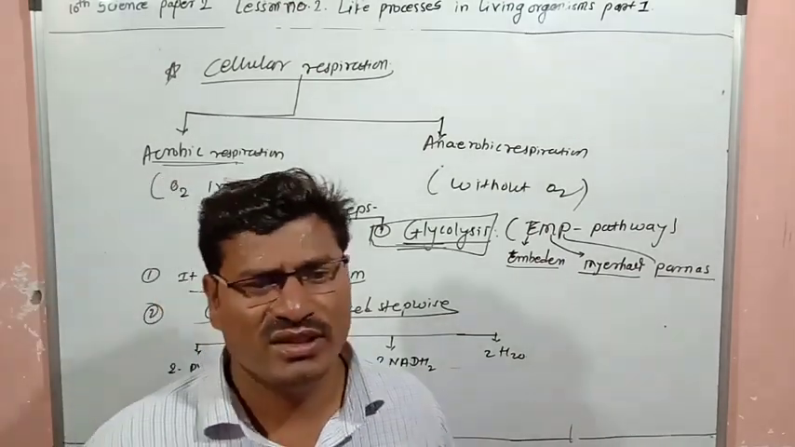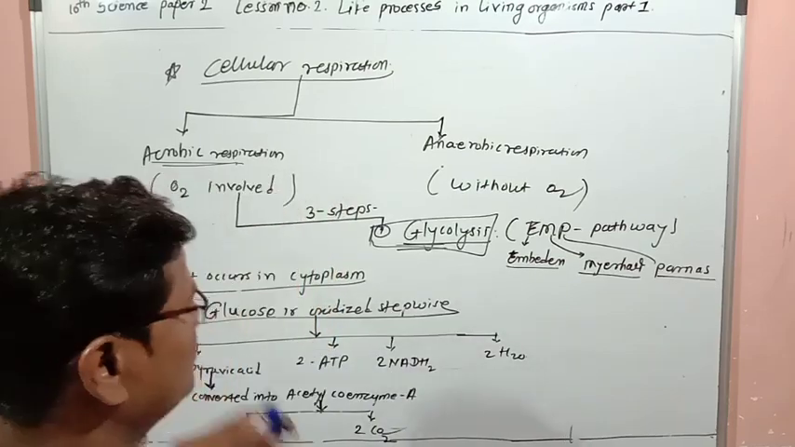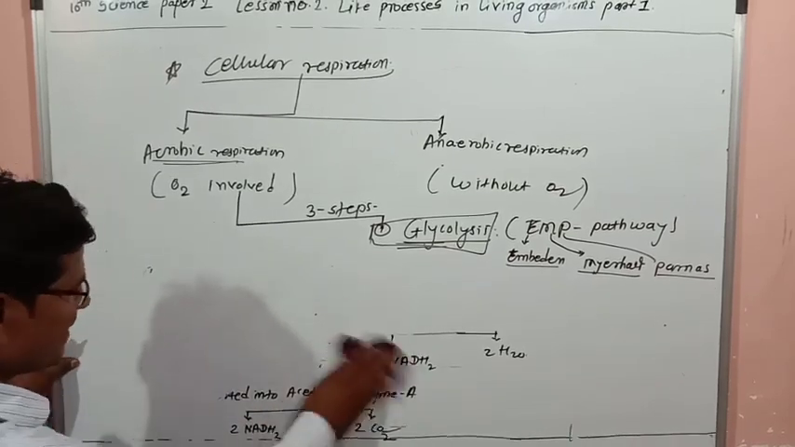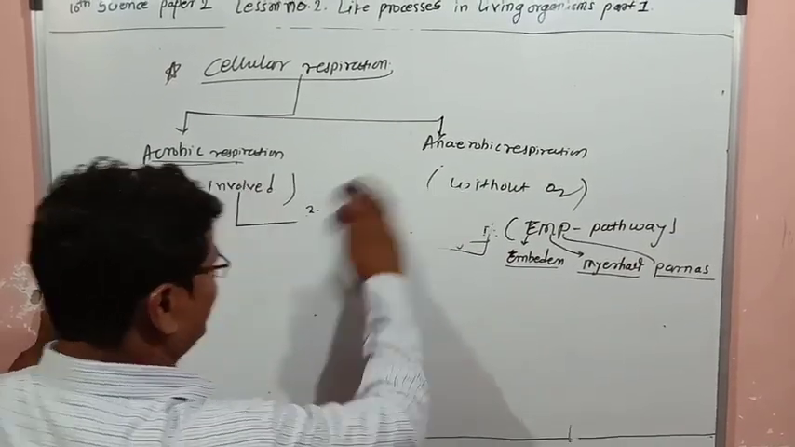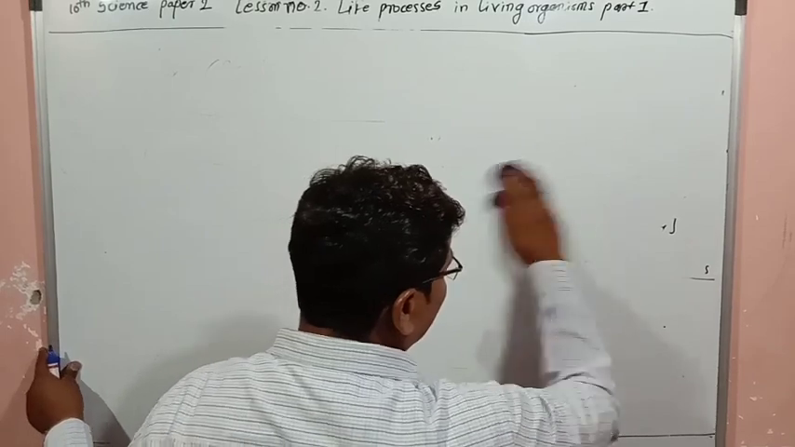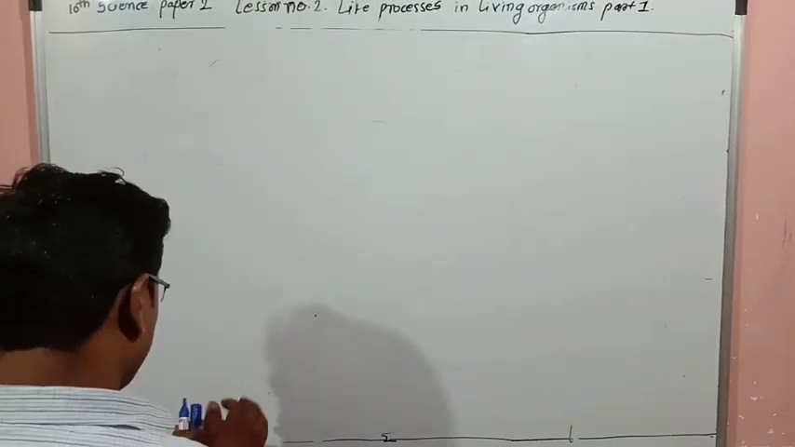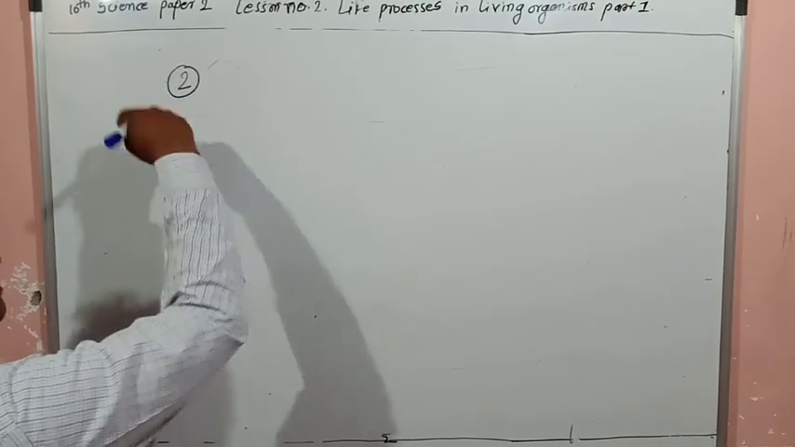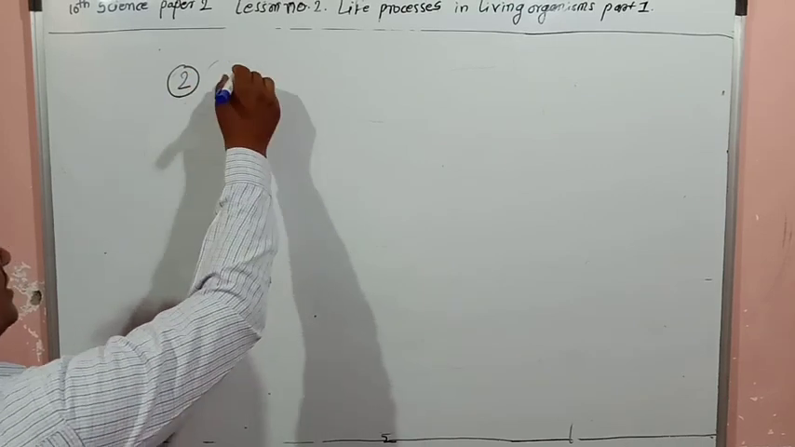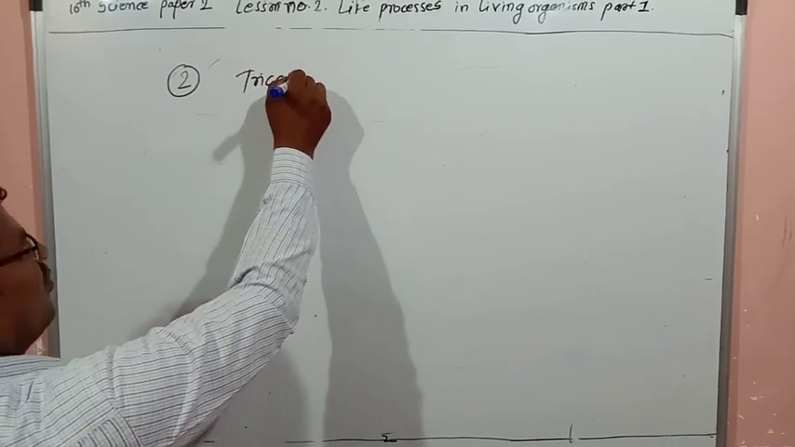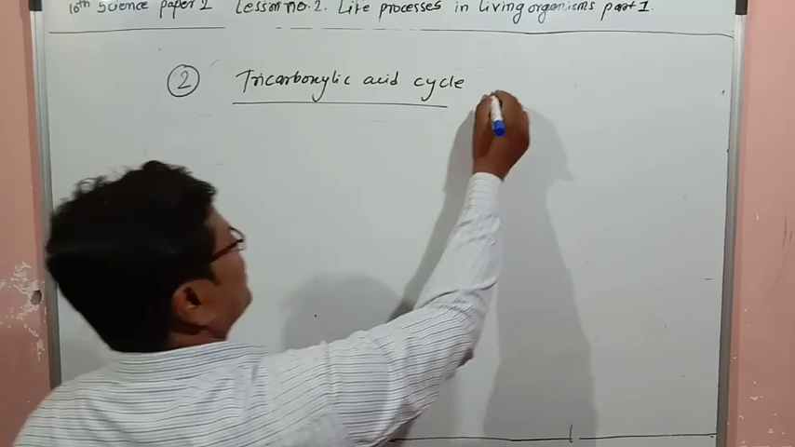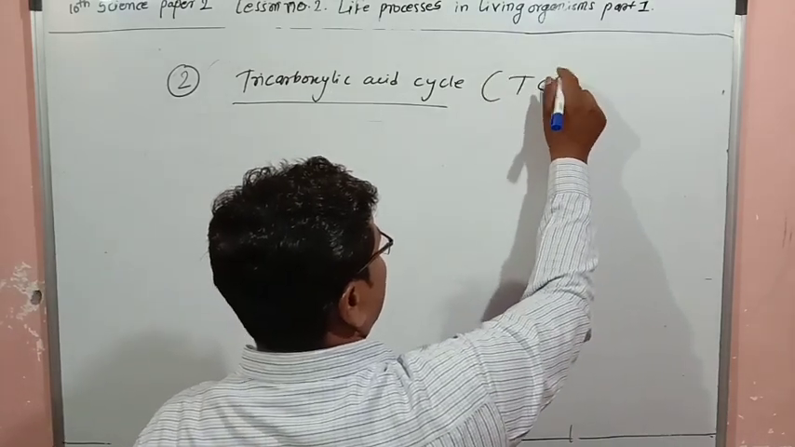Krebs cycle, or you can say tricarboxylic acid cycle. The first step is glycolysis. The second step we are going to study is the tricarboxylic acid cycle, the TCA cycle. So the second step in cellular respiration, in aerobic respiration, is the tricarboxylic acid cycle, also called the TCA cycle.